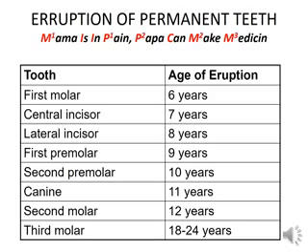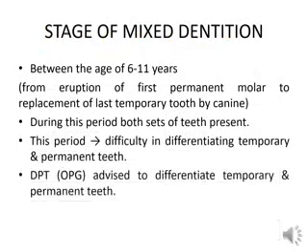Now this is the mixed dentation, the age between 6 to 11 years, and this age is from the eruption of first permanent molar, that is 6 years, to the replacement of last temporary tooth by permanent canine, that is at 11 years. So during this period, both sets of teeth, permanent and temporary, are present in oral cavity, and this period actually poses difficulty in differentiating temporary and permanent teeth clinically. Therefore, the dental panoramic tomograph is advised to differentiate temporary and permanent set of teeth.